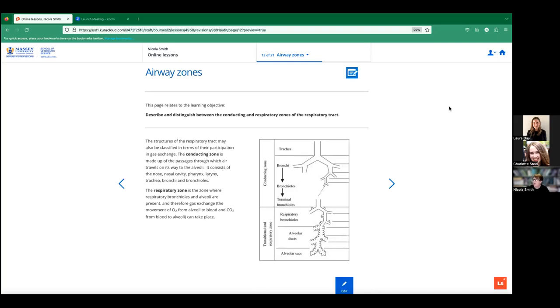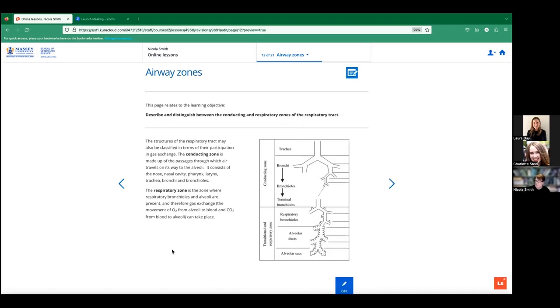Okay, so we've got a page here. It's fairly simply set out. We've got a title, we've got a learning objective, that's nice. We've got a little bit of text. There's not a whole heap of text, which is good. It's signaled here that the conducting zone and the respiratory zone are important concepts or important terms. And so it's quite nice that those are bolded to really signal to the students that they need to pay attention to that. There's a diagram here which is relevant to the text and is on the right.